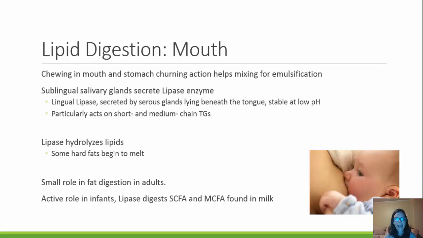This particularly acts on short and medium chain triglycerides. And lipases in general hydrolyze lipids, so this lingual lipase is no different. Some hard fats do begin to melt in our mouth. So it's just the beginning, but it's a very small role in fat digestion in adults, though it does play a more active role in infants, especially because they have more short and medium chain fatty acids found in milk.